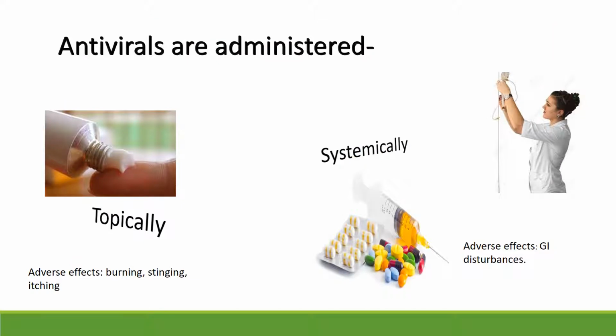Antivirals can be administered systemically or topically. Adverse effects to antivirals given systemically include GI disturbances such as nausea, vomiting, diarrhea, and anorexia. Topical medications can sometimes cause transient burning, stinging, and itching at the site of application. Rapid IV administration can cause formation of crystals in the urine.